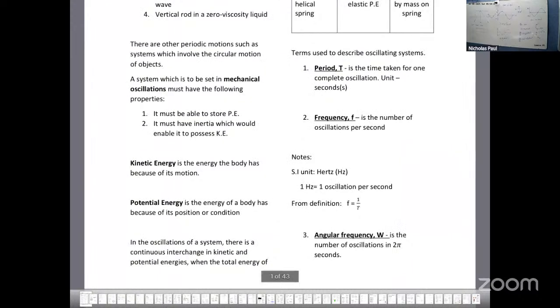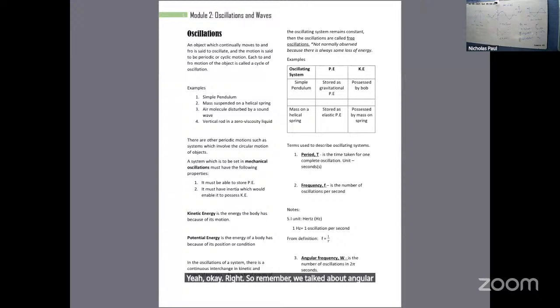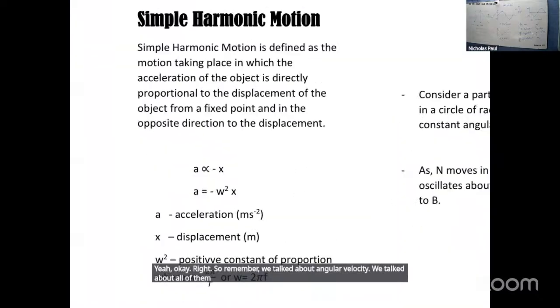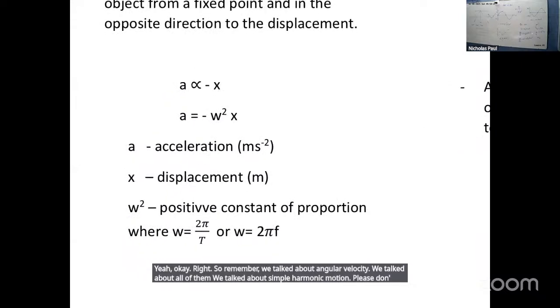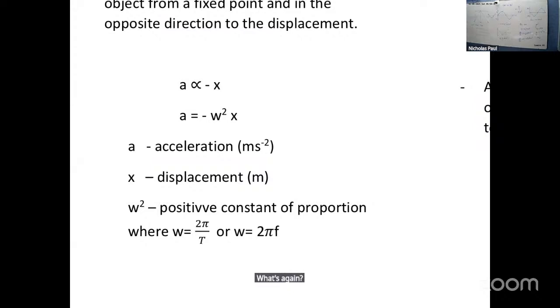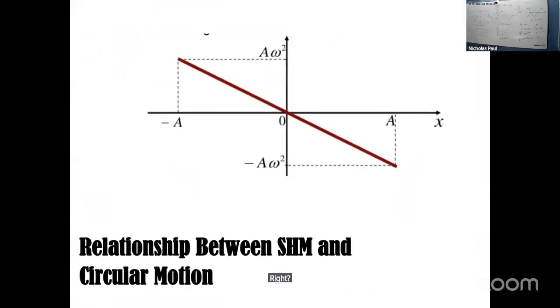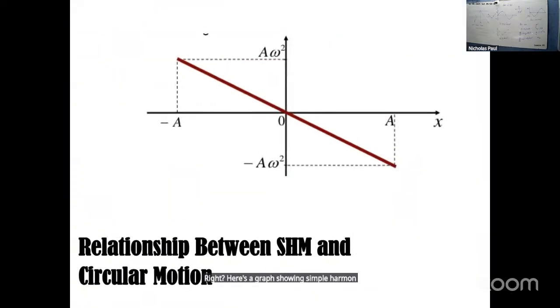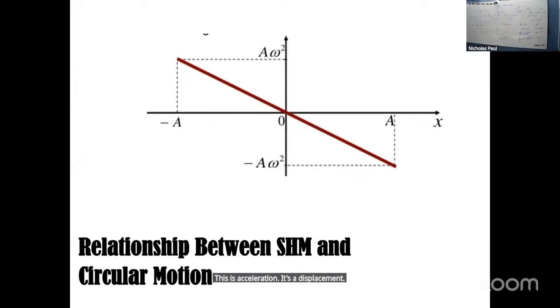Right, so remember, we talked about angular velocity, we talked about all of this. We talked about simple harmonic motion. Please remember what omega is, right, Kevin? Omega is 2 pi f or 2 pi over period, right? Here's a graph showing simple harmonic motion, exactly what we just talked about. But this is a straight line graph, right? This is acceleration versus displacement, not versus time.